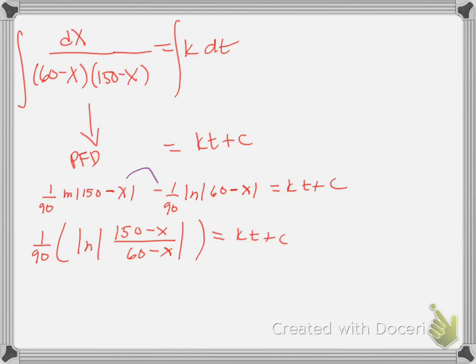All right, and then after you do some finagling with constants and raising both sides to the e, what you should end up with is something like (150 minus x) over (60 minus x) equals c sub 1 e to the 90 kt. All right, you should know how to do this, even though we won't have a nonlinear model of this form. You might have similar work where you have to do these steps. So the process, you will definitely see again in other contexts.